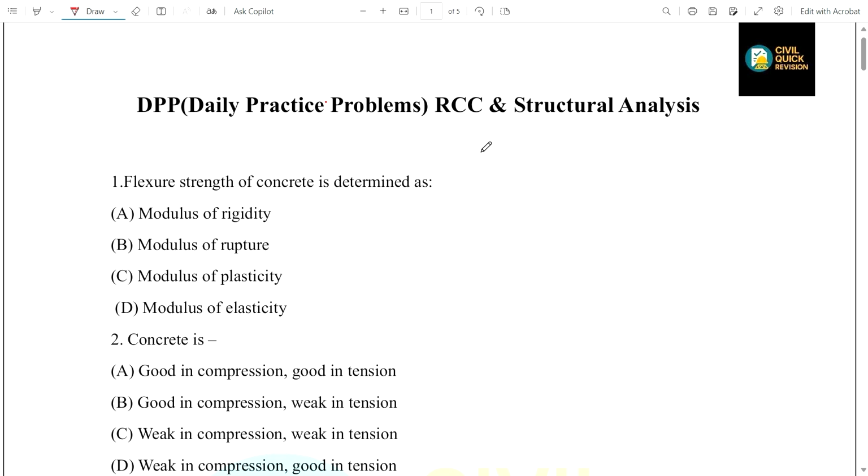Okay, now let's start the session. Now coming to question number 1. What is asked in the first question? Flexural strength of concrete is determined as flexural strength of concrete. This is fcr, the flexural strength. The formula is given as fcr is equal to 0.7 root over fck.